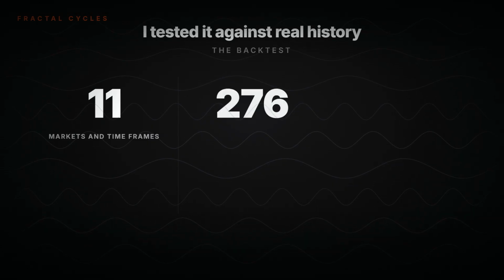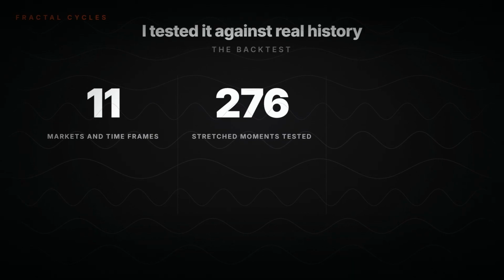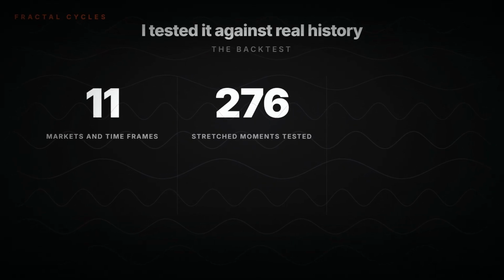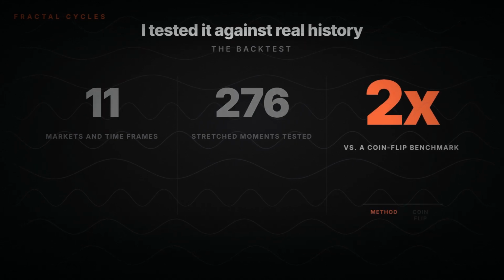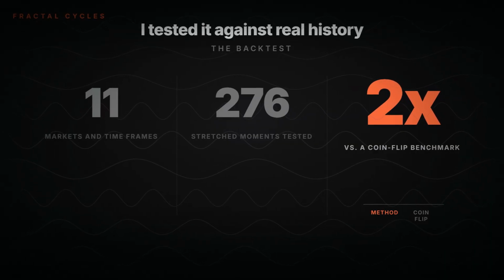Before I trusted any of this, I wanted proof rather than just a good story, and so I tested the method against real history. I used 11 different markets and time frames, running from fast currency charts through to slow daily charts, and together they covered 276 of these stretched moments. Each time, I compared the chosen cycle against a fair coin flip version of itself, which keeps the same cycle but scrambles its timing. The real method found the next big turn roughly twice as often as the coin flip version did, and it won in every single market I tried.